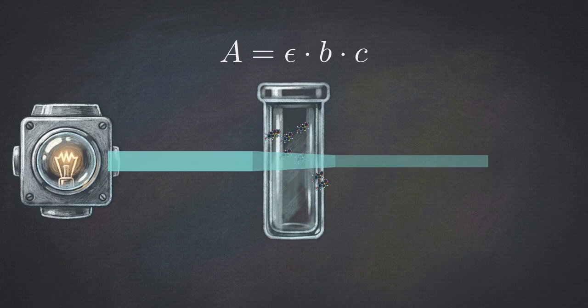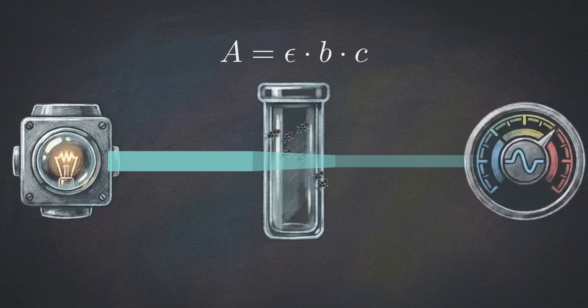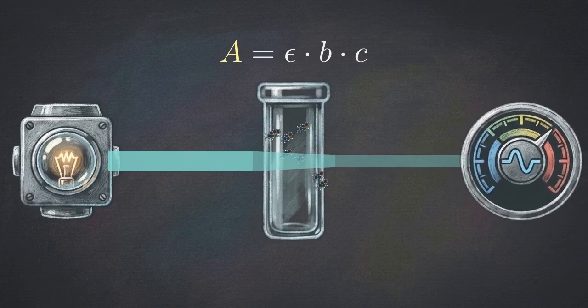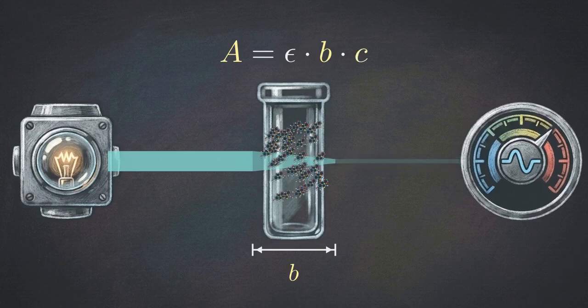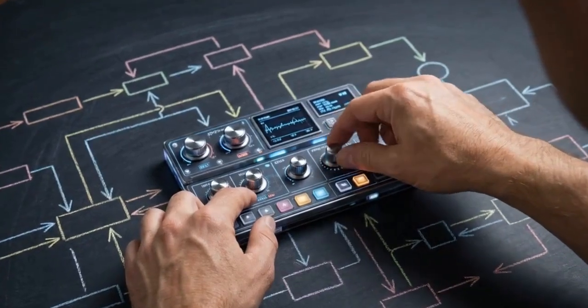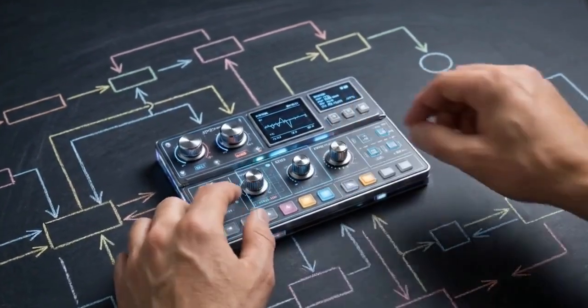A equals epsilon times B times C. In this equation, A is the total absorbance, literally how much light was blocked. The B stands for path length, which is just the physical width of the cuvette, and C is the concentration of our invisible particles.